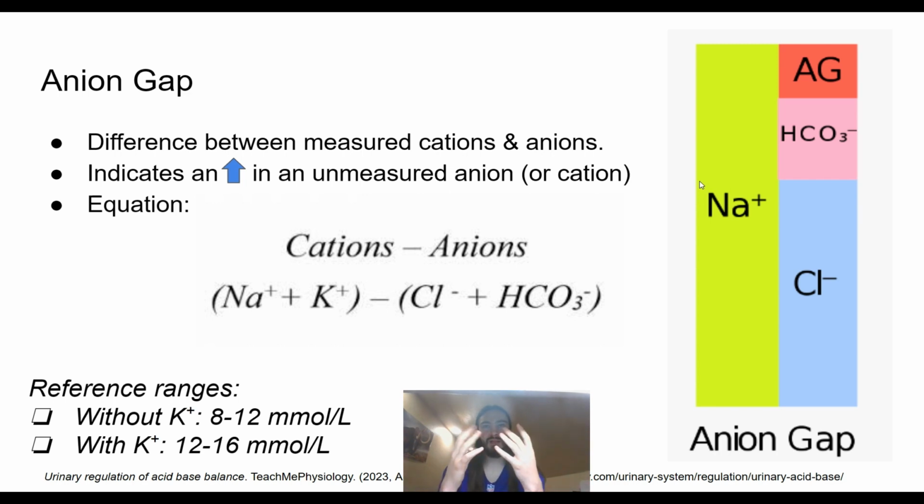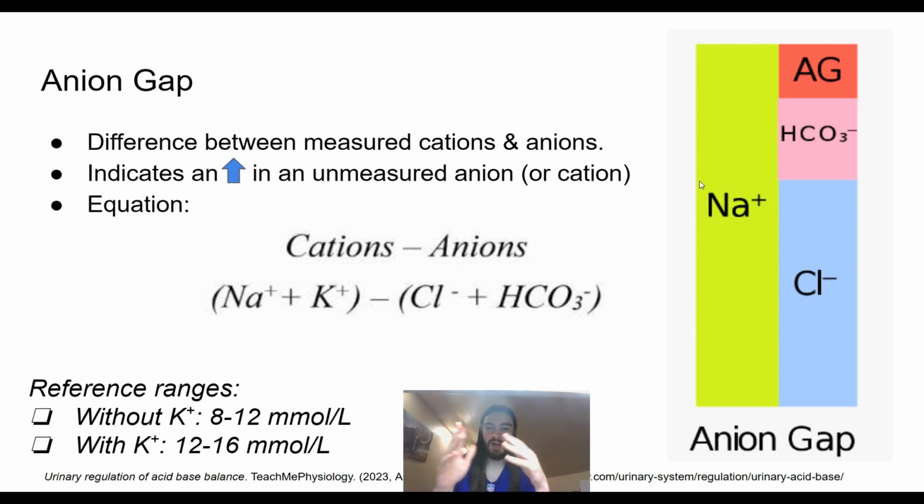Generally, the theory is that in your blood there is electroneutrality. So you would have the same amount of positively charged particles as you do negatively charged particles. And so just the four that we use to calculate this, sodium, potassium, chloride, and bicarbonate, there's a small anion gap there. Unmeasured anions is what they would call it. And that gap has a reference range.